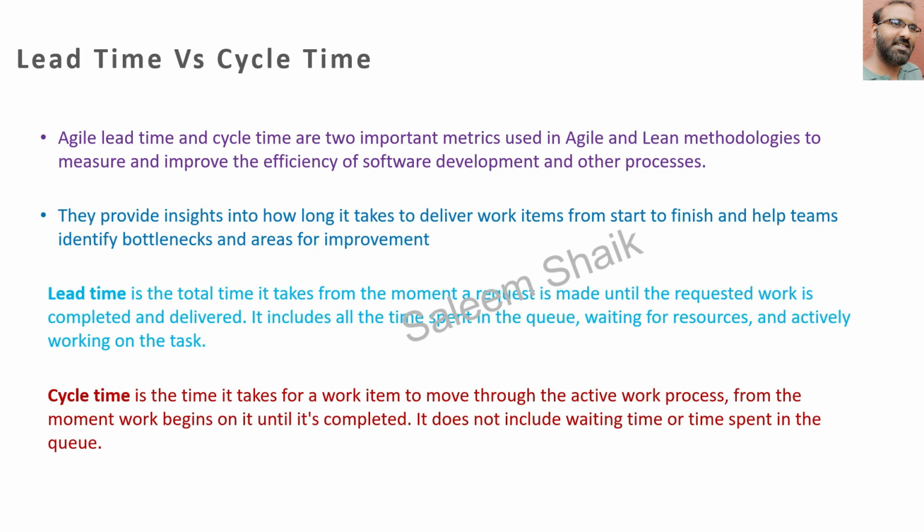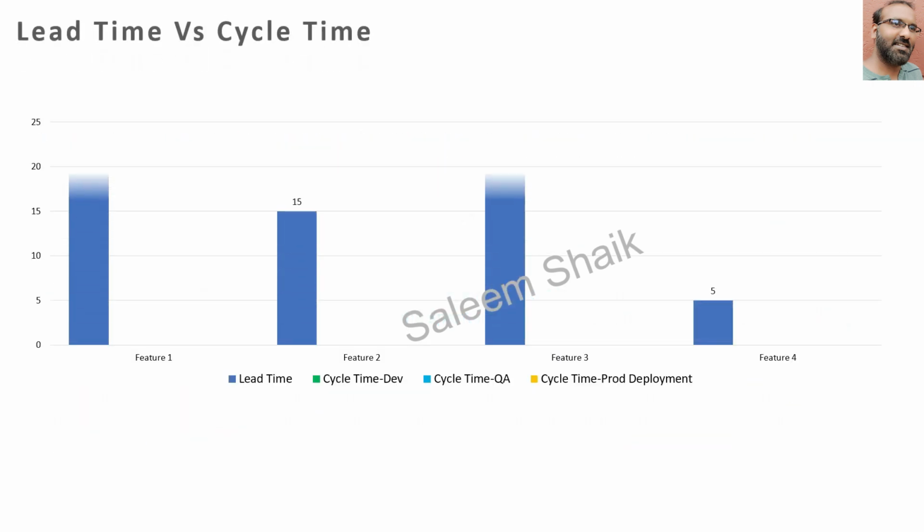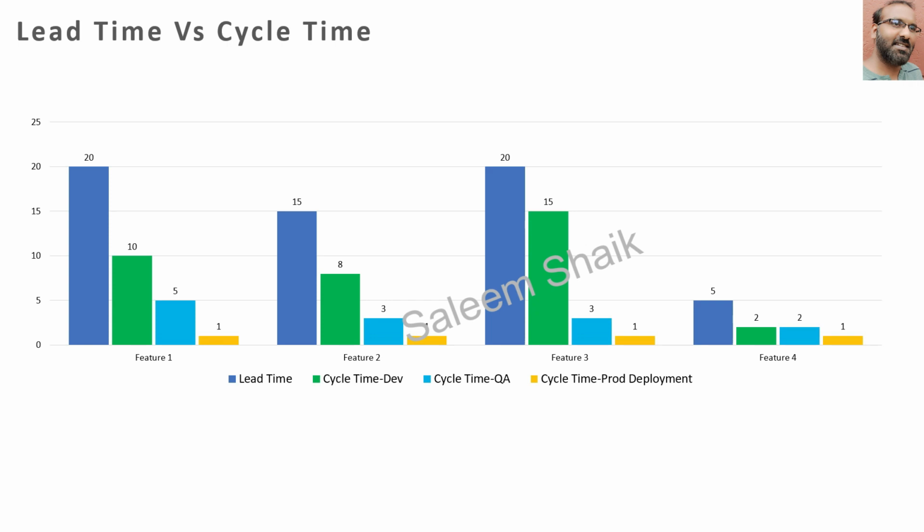Okay, you'll see an example here. For example, I've taken four features for development: feature 1, feature 2, feature 3, and feature 4. I've taken lead time and cycle time, two important metrics to understand how development efficiency varies. Across all features, lead time is given. All parameters are given in days. Lead time is 20 days for feature 1, then 15 days, 20 days, and 5 days. For all features, the cycle time for development, the cycle time for QA, and the cycle time for production deployment are given in days.